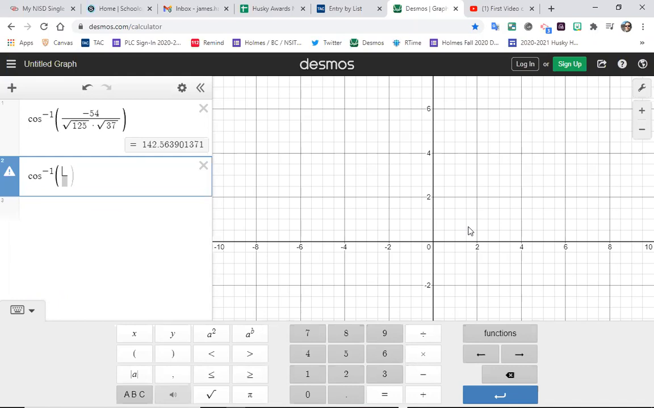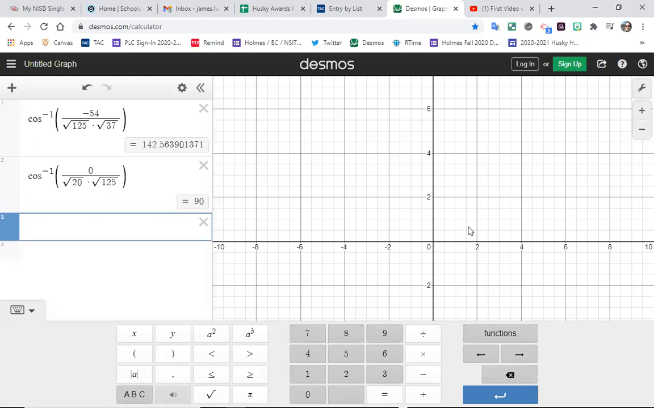And for number 8 there, it's root 20 and root 125. So it'd be 0 on top, square root of 20 times square root of 125. It would end up looking like that. But whatever the numbers are, just make sure that you're using inverse cosine, big parentheses, separating out the square roots.